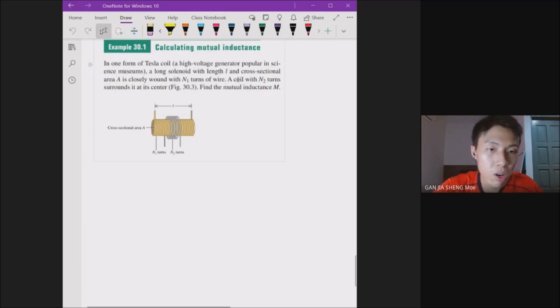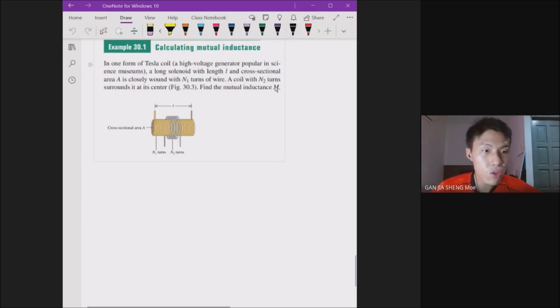Now you have another coil with N2 turns surrounding it at its center. So N2 turns here is another coil, but it is wound coaxially with the solenoid. When I say coaxially, it means they share the same axis, they share the same center. That's the meaning of coaxially. So you have another coil here, wrapping around the solenoid. And now they ask you to find the mutual inductance M. We're going to derive it.